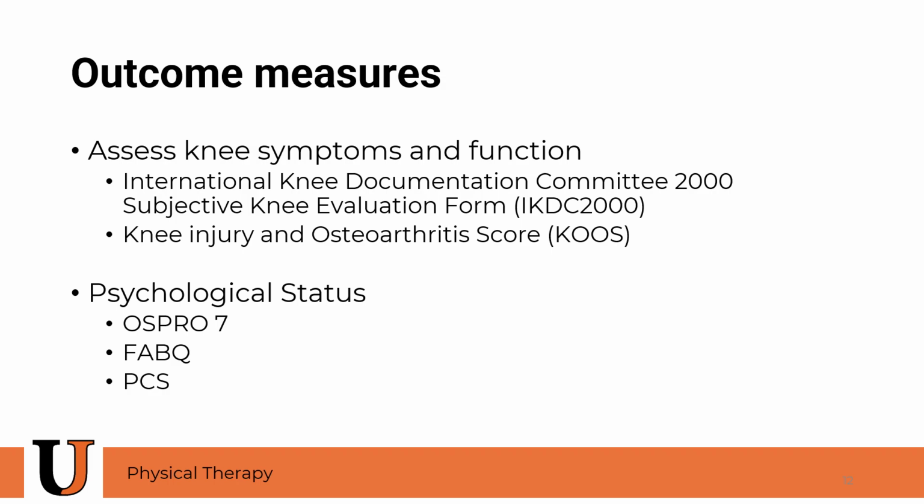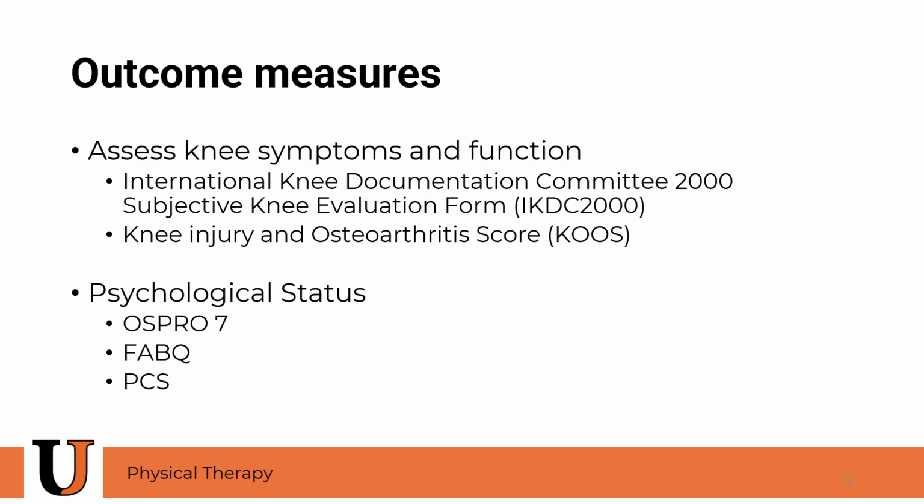Clinicians should use outcome measures to assess patients' progress, and the outcome measures that we should be using with our patients if we're suspecting a PCL injury are the IKDC 2000 or the KOOS scale. In addition to that, we should also be assessing psychological status, and we can use the OSPRO-YF, FABQ, PCS, or various other ones depending on which one you think would be most appropriate for your patient.